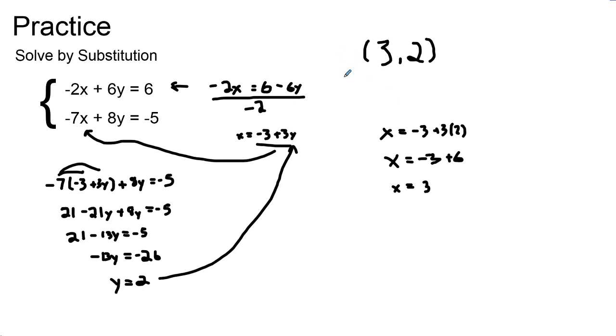And there we go. So we solved a double standard form equation or system by first converting into slope-intercept form, substituting, and then resubstituting to get our final answer.